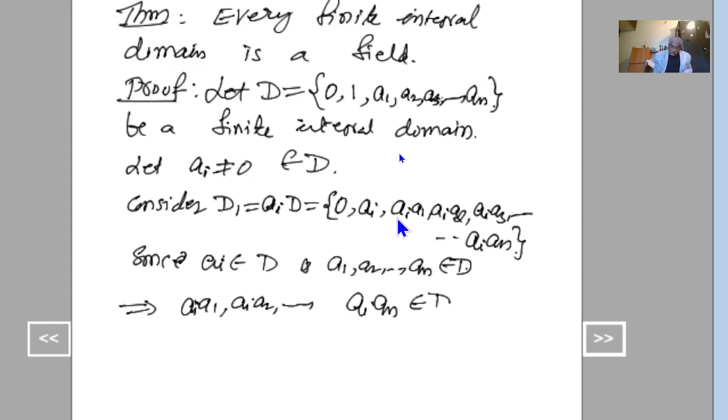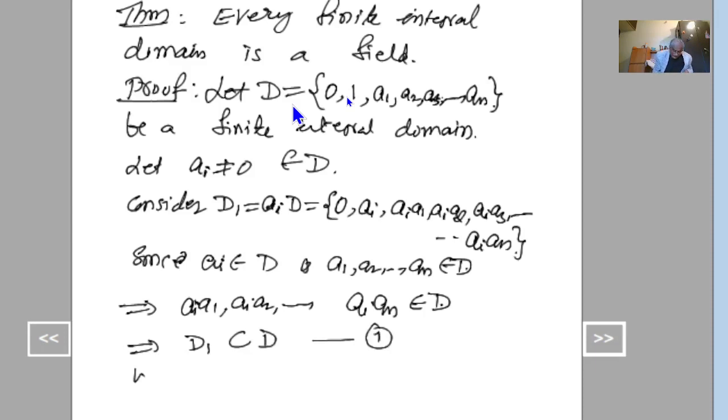also belong to D. So this is an element: AI into A1 belongs to D, AI into A2 belongs to D, AI into A3 belongs to D, AI into AN also belongs to D. That is, all the elements of D1 are the elements of D. This proves that D1 is a subset of D. I take this as a 1.